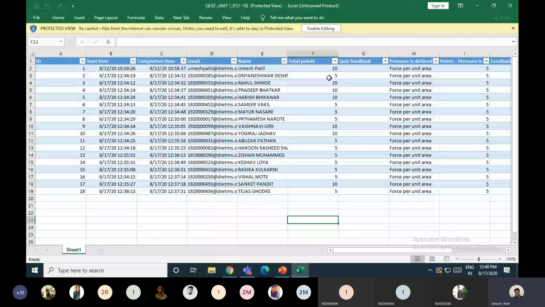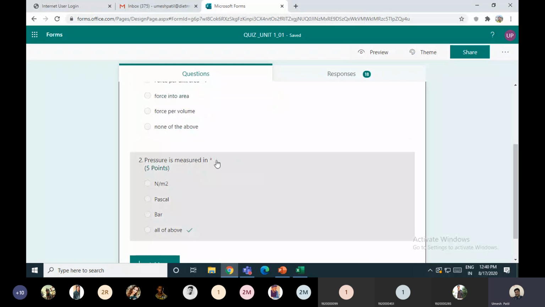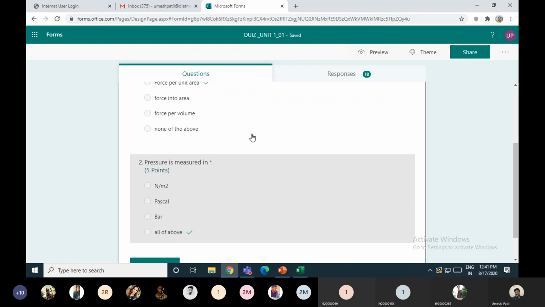So out of 10, Rahul Shinde, Pradeep Bhatkar, Harish Bikankar, Vaishnavi, Yogi Raj, and Sanket have got 10 out of 10. Congratulations, very good. And remaining students, I think you got confused in the second question. Let's come back to the question. Pressure is measured in.